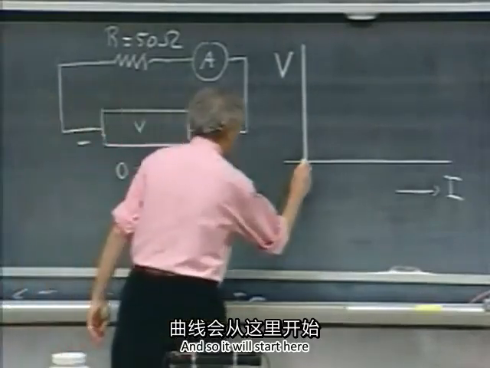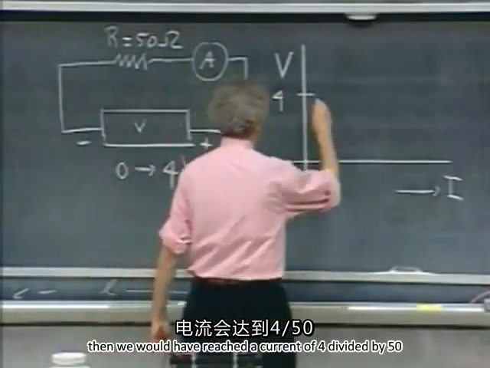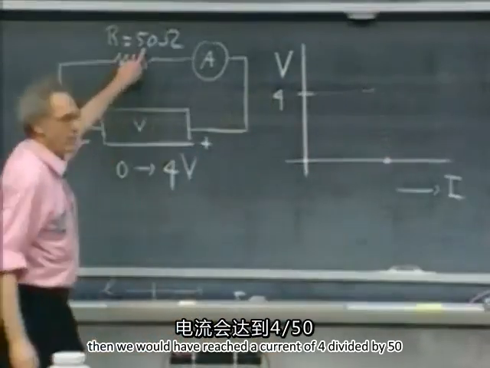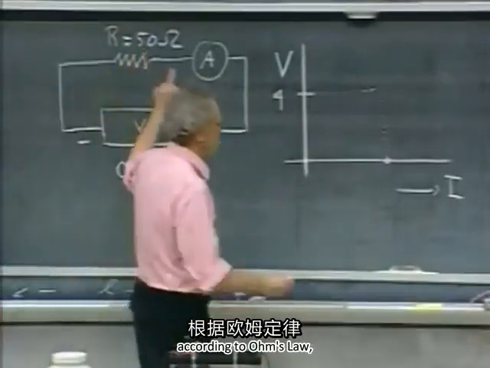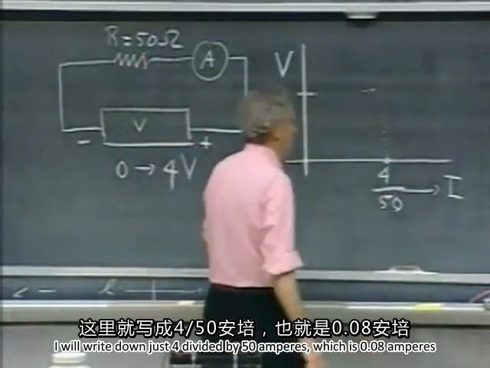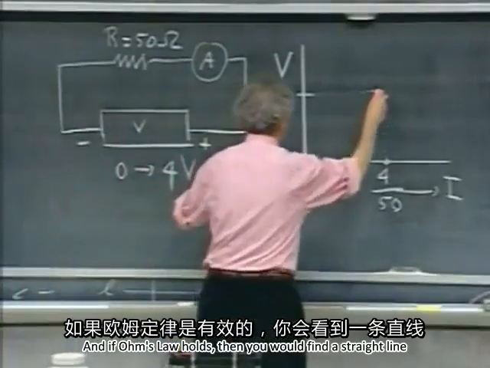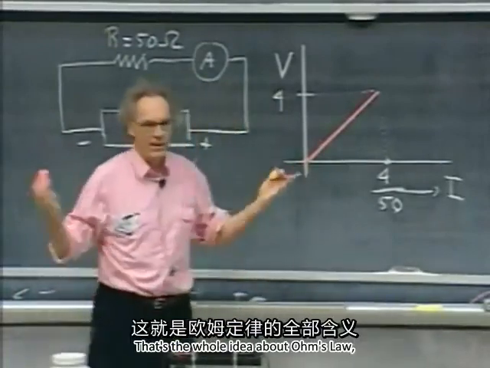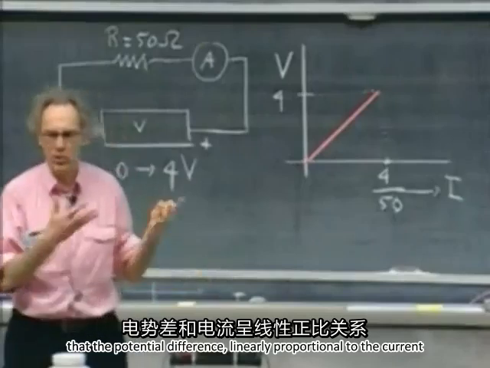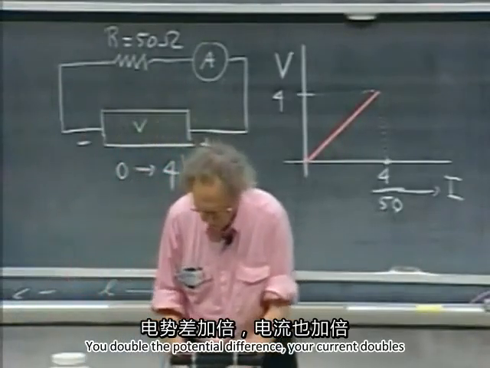And so it will start here, and by the time we reach 4 volts, we would have reached a current of 4 divided by 50. According to Ohm's law, I will write down just 4 divided by 50 amperes, which is 0.08 amperes. And if Ohm's law holds, then you would find a straight line. That's the whole idea about Ohm's law, that the potential difference is linearly proportional to the current. You double the potential difference, your current doubles.